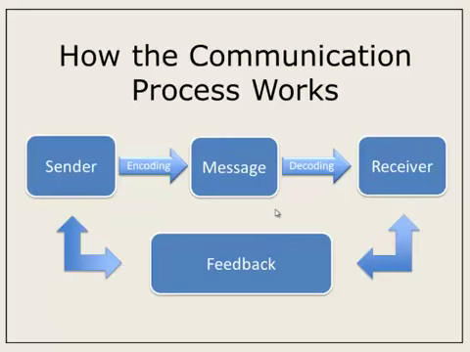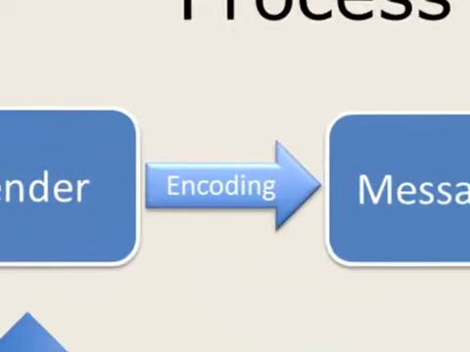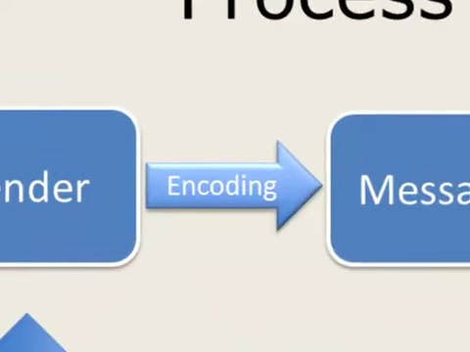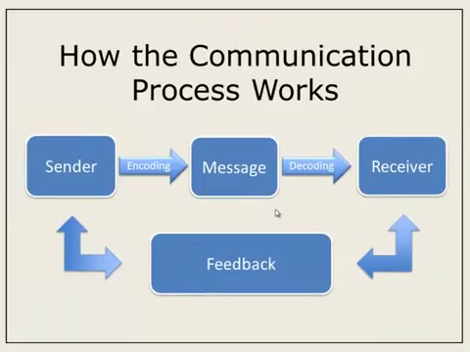And so the sender, what they do is they're in charge of what's called encoding a particular message. And encoding is not only determining what it is that you're going to say, but how it is that you're going to communicate it, including that nonverbal communication piece, right? Things like body language and the tone of our voice, the pace of our voice, whether or not we make eye contact, all factor in to how we send a particular message.